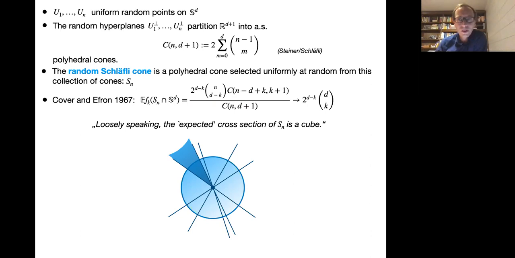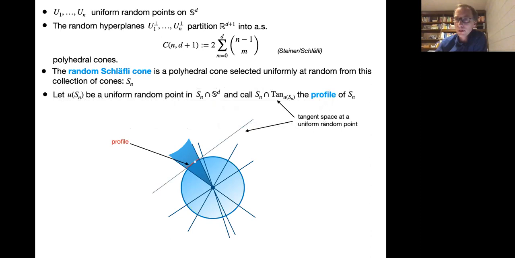Well, we thought that this is true as long as you look at combinatorial parameters of this random cone, so especially the f vector. But our question was, is this also true if you look at the shape of this random cone? So what we would like to look at is the shape of this cone. And of course, you have to make precise what you mean by the shape of a cone.